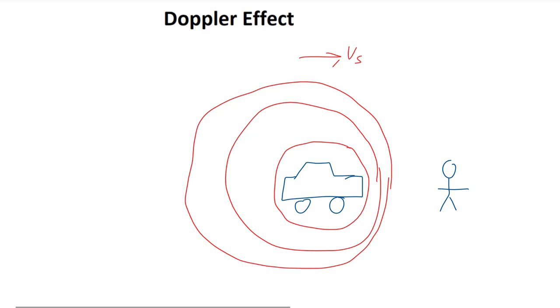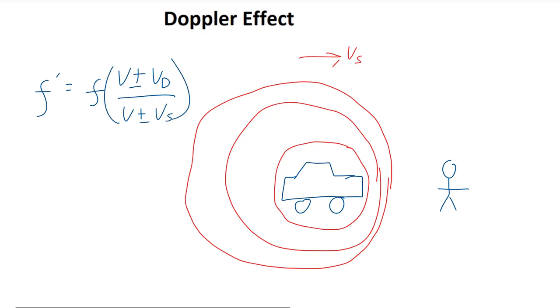For this general case, the perceived frequency f prime is given as follows. f prime is equal to f, where f is the actual emitted frequency, multiplied by a quantity that depends upon these three different speeds. It is multiplied by the speed of sound plus or minus the speed of the detector, divided by that same speed of sound plus or minus the speed of the source.